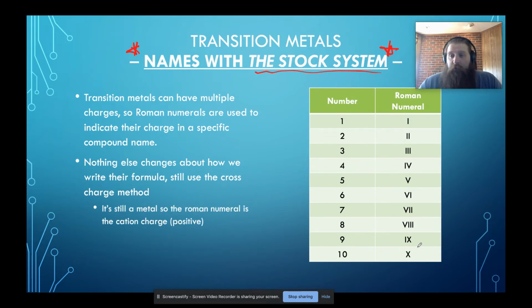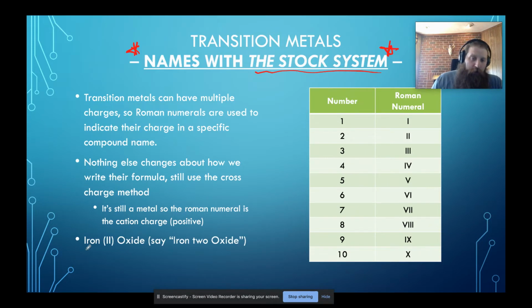The Roman numerals are still going to be positive charges, okay? And the Roman numeral tells you the charge on the cation. This is what they'll look like. Iron(II) oxide. That's how you read that. You don't say iron Roman numeral 2. You say iron 2 oxide. That's how you read that.